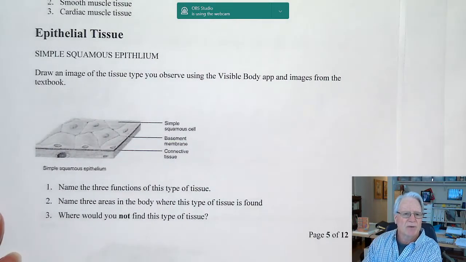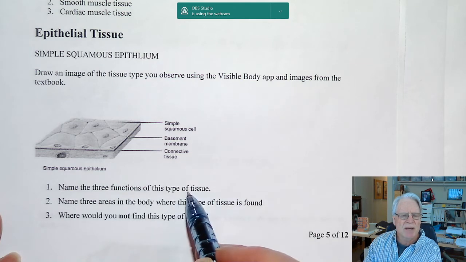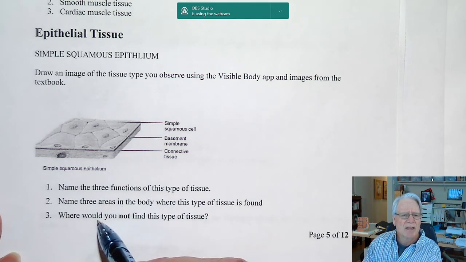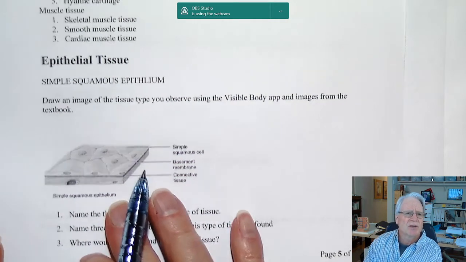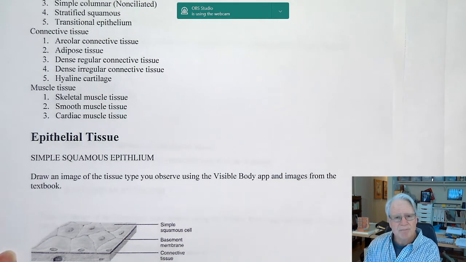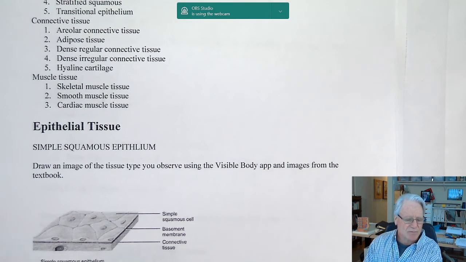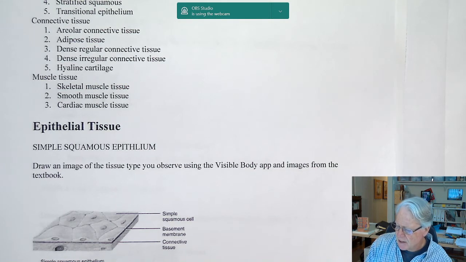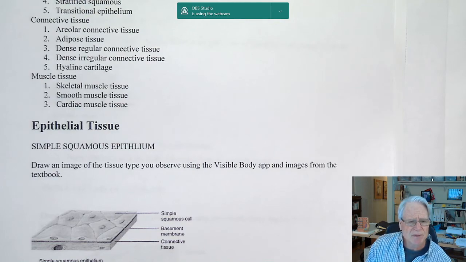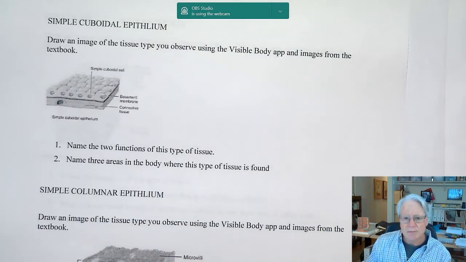So here's my simple squamous. And here are some questions that you should be thinking about. Name 3 functions of this type of tissue. Name 3 areas in the body. And where would you not find this type of tissue? How are you going to find those answers? Well, you're going to look in your textbook. I've noted the pages at the beginning; there is a table that lists each of these different types of tissues and gives you that information. I'm going to leave that up to you.